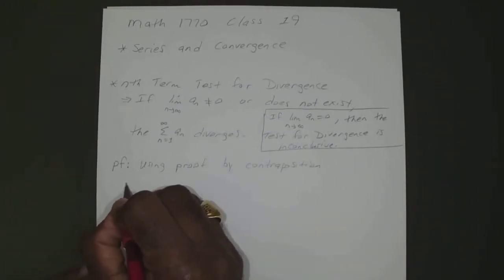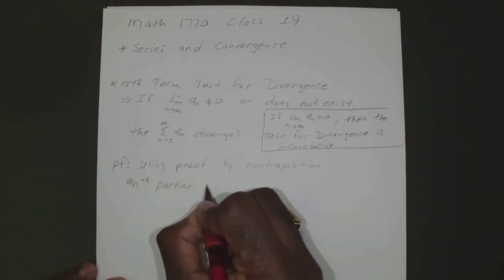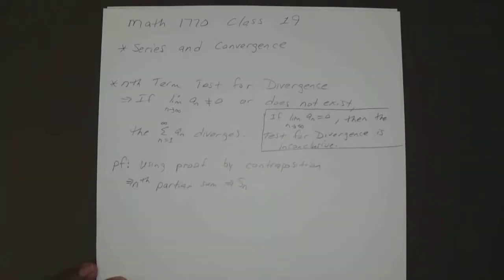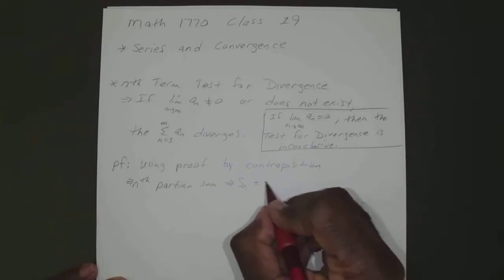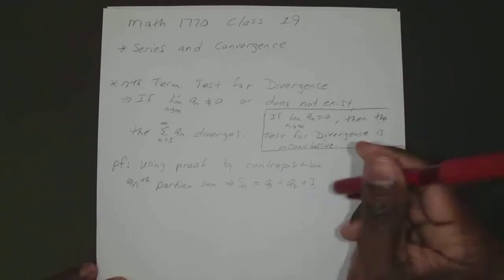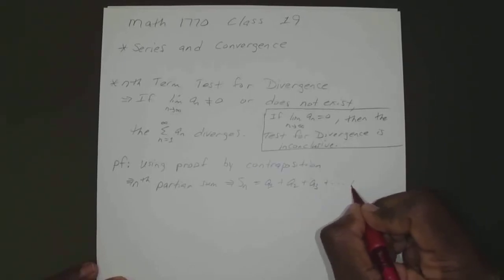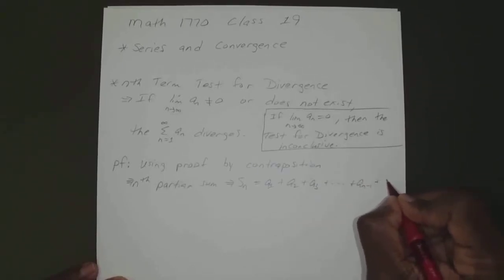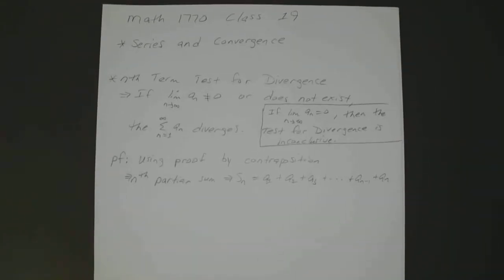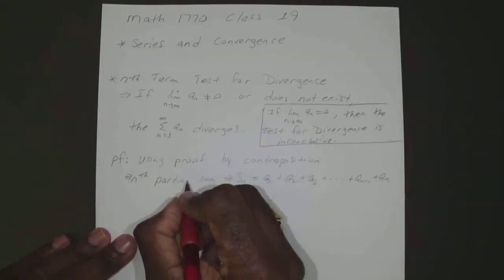Let's say our nth partial sum, which we'll call S sub n, is the first term plus the second term plus the third term, plus all the way to the n minus 1 term, all the way to some nth term. Partial sum.